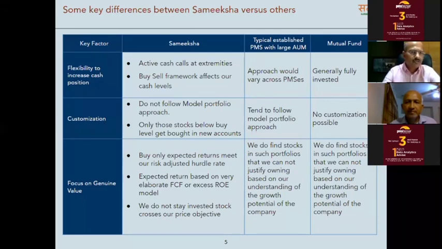Finally, the focus on genuine value. This is extremely important to us. We have set hurdle rates for buying any stock depending on the risk, and the risk includes liquidity as well. If the stock does not meet our required rate of return, we don't invest. But how we derive this required or expected rate of return is also very important. It is based on a very evolved financial model based on free cash flow, or excess ROE if it's a bank or financial company. And the assumptions that go into doing that is where the real details come in. And as I said earlier, we do not stay invested if a stock crosses our price objective.